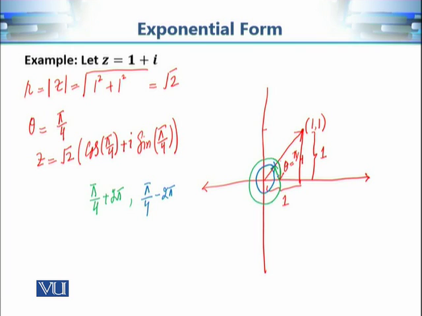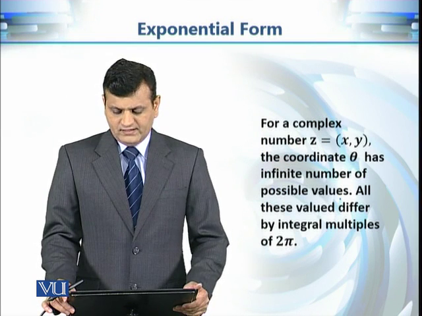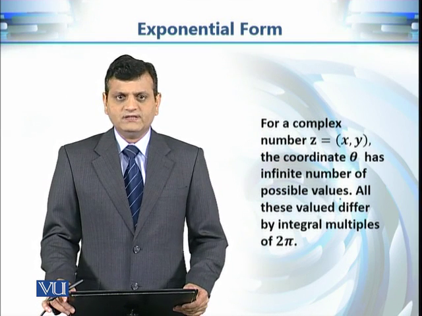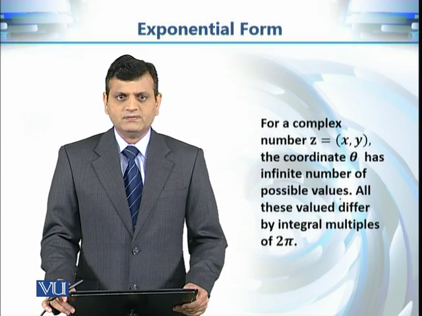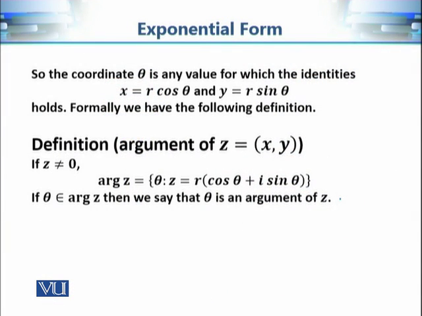And hence, we can also consider the following angles: pi by 4 plus 2n pi, where n is an integer. So we can say that for a complex number, the coordinate theta has infinite number of possible values, but all these values differ by integral multiples of 2 pi. Now, let's go further in the discussion of how to exactly find this coordinate theta.